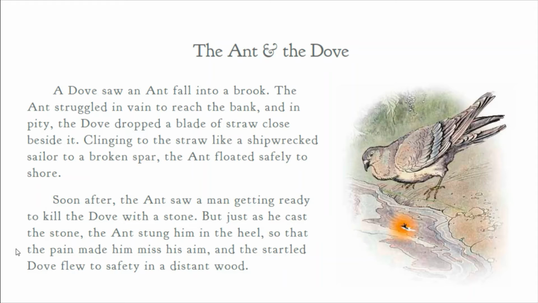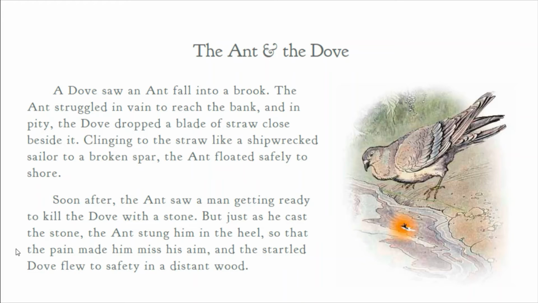A dove saw an ant fall into a brook. The ant struggled in vain to reach the bank, and in pity, the dove dropped a blade of straw close beside it. Clinging to the straw like a shipwrecked sailor to a broken spar, the ant floated safely to shore.